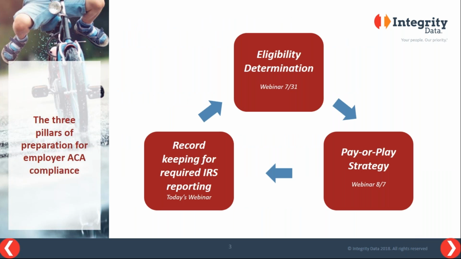All right, so cooperating with Affordable Care Act employer compliance requires preparation. We've organized this preparation into 3 pillars. The first one is eligibility determination, deciding on a pay or play strategy. Both we have discussed in previous webinars. And then third is record keeping for required IRS reporting. Remember, all steps toward compliance are connected. Choices you make for one affect another. This cycle never ends. It is a continuous process year after year.